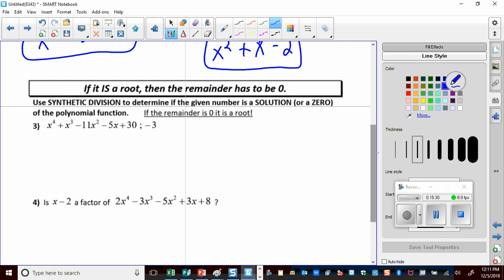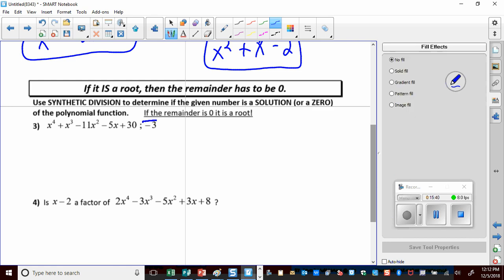do these problems. So it says use synthetic division to determine if the given number is a solution or a 0. So it's already in the form that it needs to be. We don't need to change the sign. Do not change the sign. Do not change signs. But here we will. When it has x minus a number or x plus a number, you do change signs. Okay?